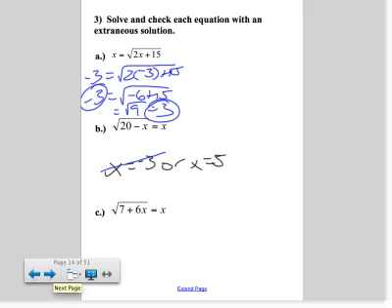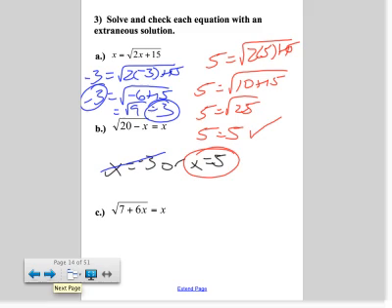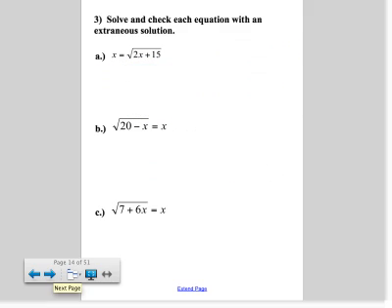We solve it and we get negative 3, but when we plug it back in and check it, we realize it doesn't work. So then when I plug in 5, I get 5 equals the square root of 2 times 5 plus 15. So then I have 5 equals the square root of 10 plus 15. That's 5 equals the square root of 25. And we all know the square root of 25 is just 5. So that one checks. So x equals 5 is my only solution here. Okay? The negative 3 would be called an extraneous solution, a solution that we found but doesn't work.